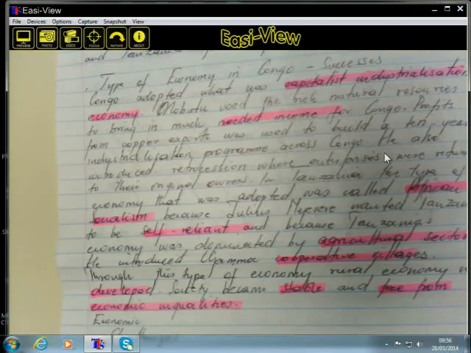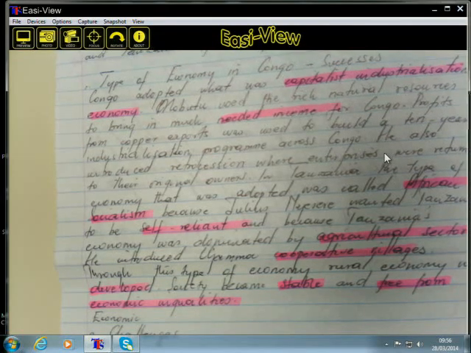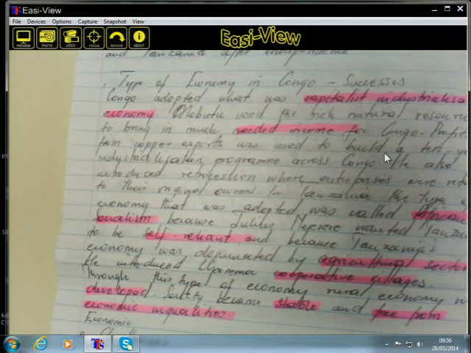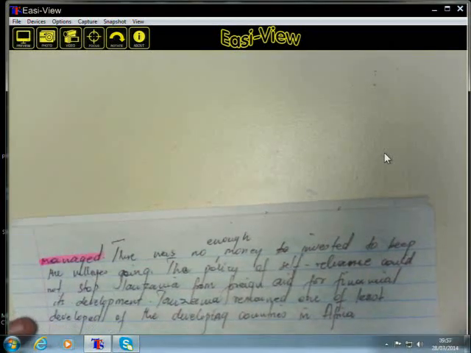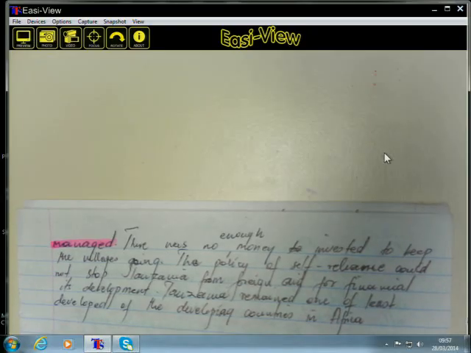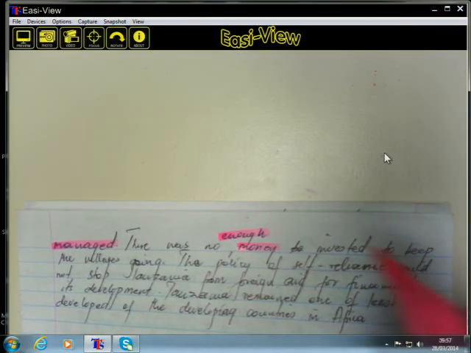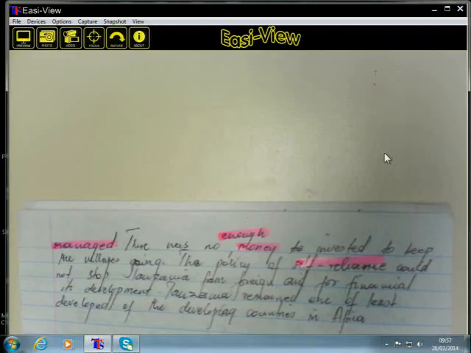With regard to Tanzania, by 1981, it was clear that these Ujamaa villages had failed. The reasons were that it was not well managed. Another reason is that there was not enough money to invest to keep the villages going. So the policy of self-reliance could not stop Tanzania from depending on foreign aid for financing its development.